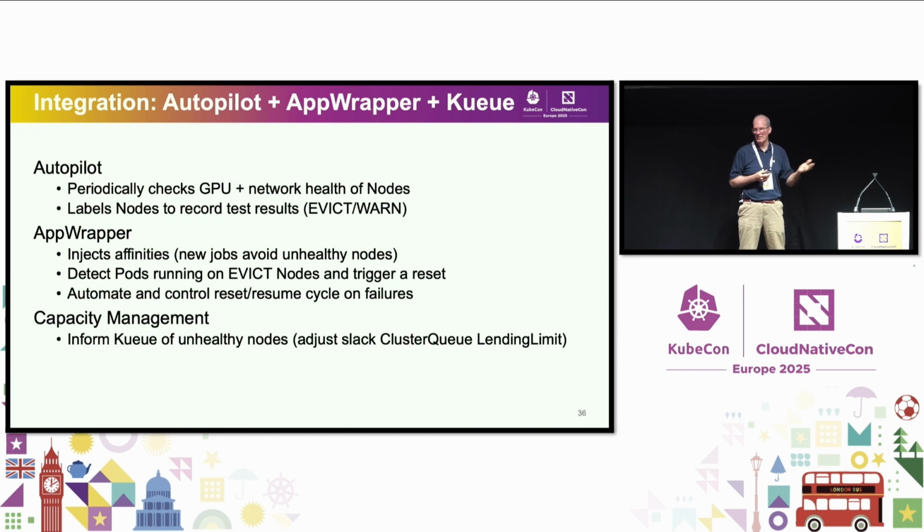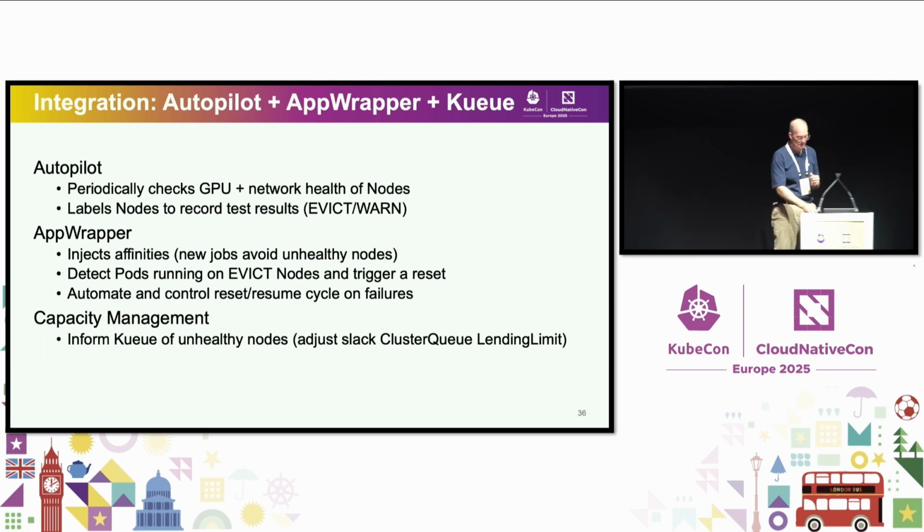So summing this all up, we have Autopilot at the bottom, periodically checking things, labeling the health of nodes and GPUs based on networks, GPUs and storage, to let the rest of the system react to that. We have the app wrapper, which is watching the workloads. It's injecting the affinities automatically, so the users don't have to get that hunk of affinity YAML correct. It gets put into all of their workloads for them to steer their pods away from unhealthy nodes. It detects when pods are running on evict nodes and triggers a reset. And it automates this whole control and reset and resume cycle on failures. And it also does this capacity management to inform Kueue of the unhealthy nodes.